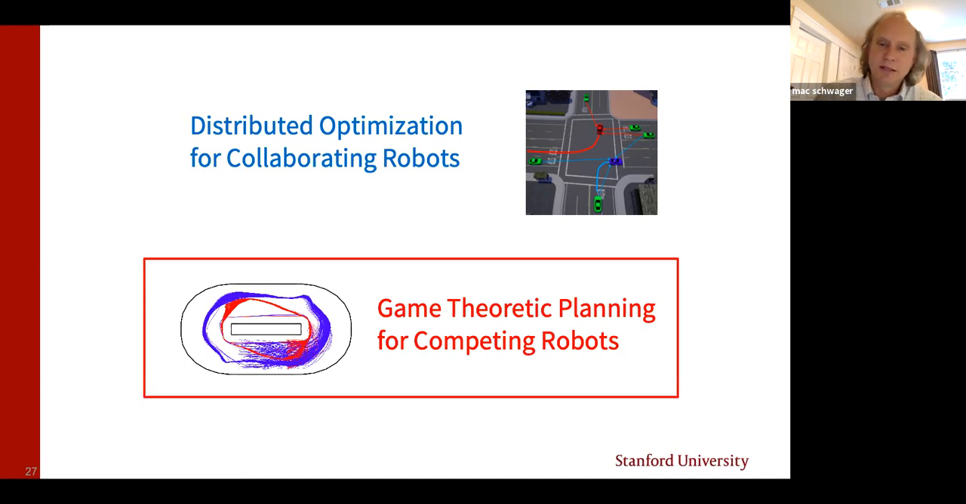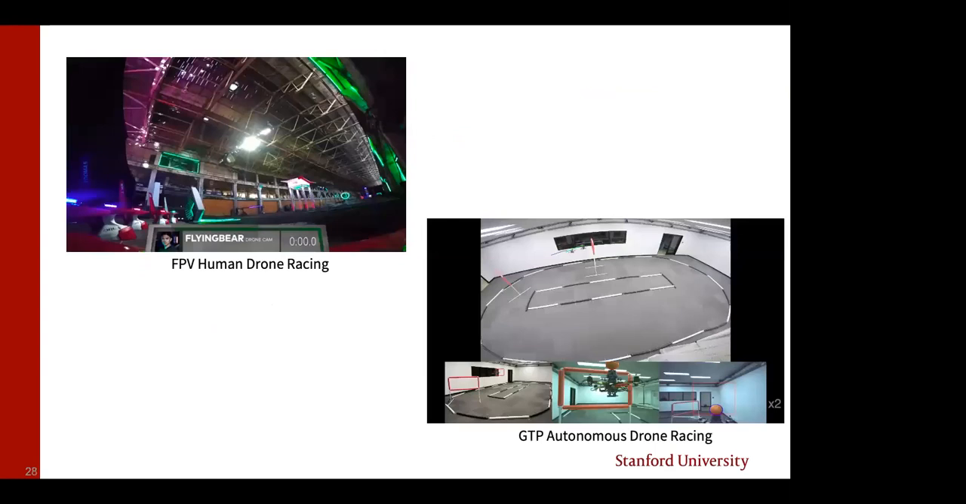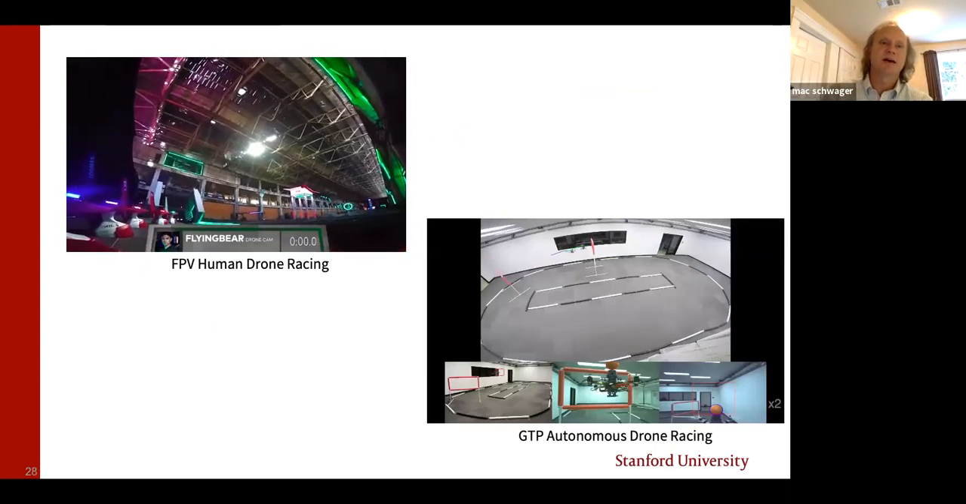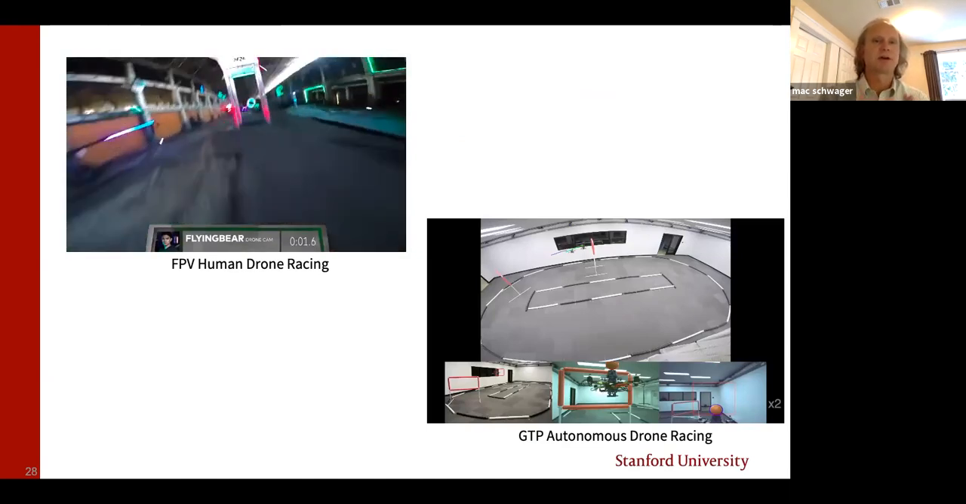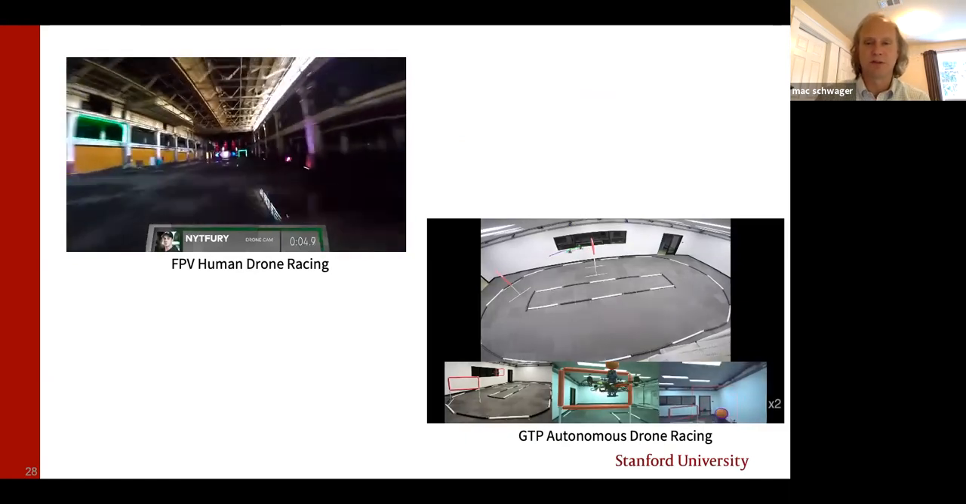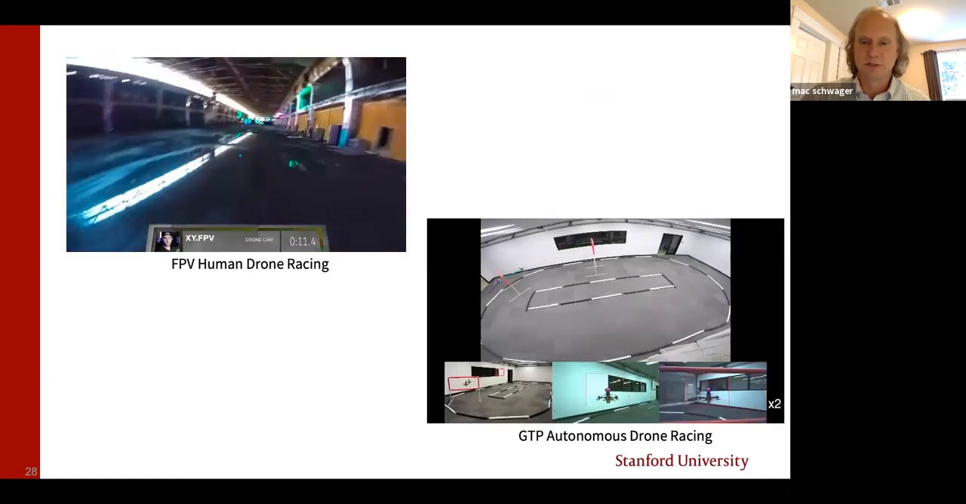Okay, so game theoretic planning. I motivated this already, right? We want to be able to recreate this kind of intelligent, defensive or competitive behavior that humans are capable of in racing, but we want to do this in a purely artificial way using online planning.